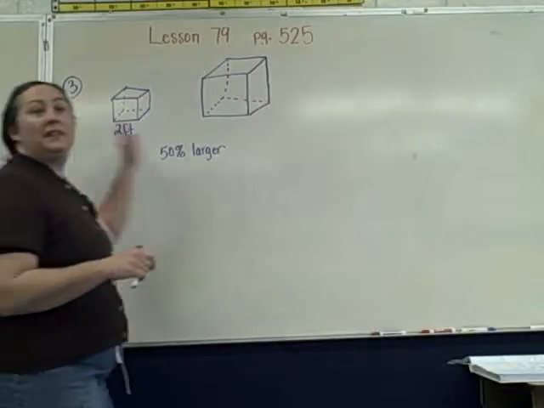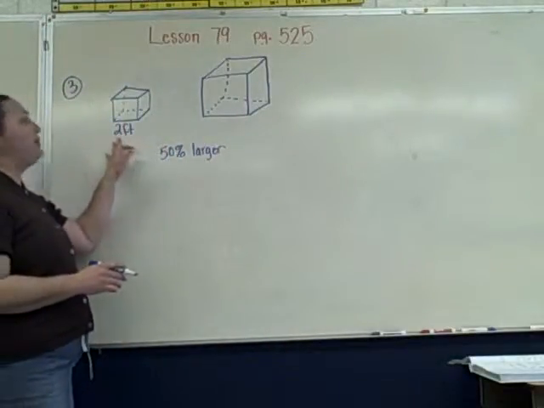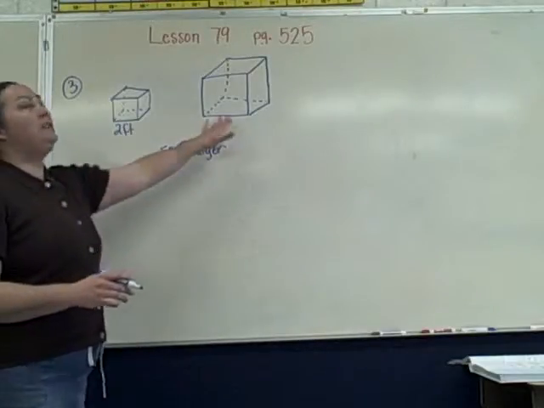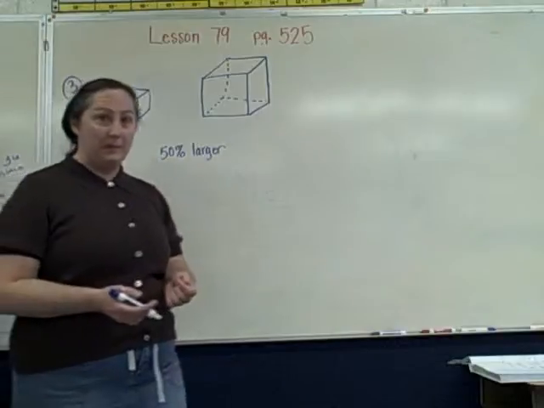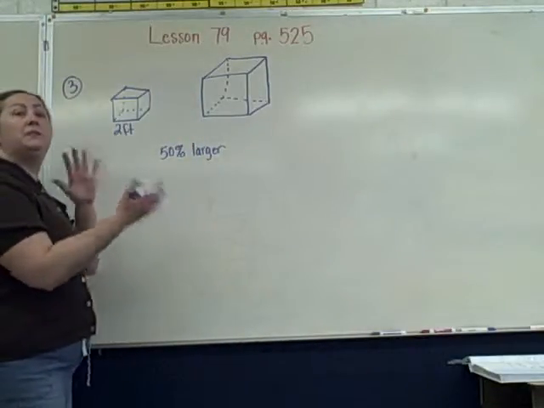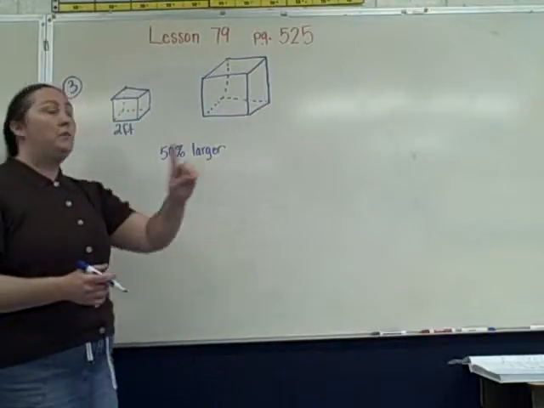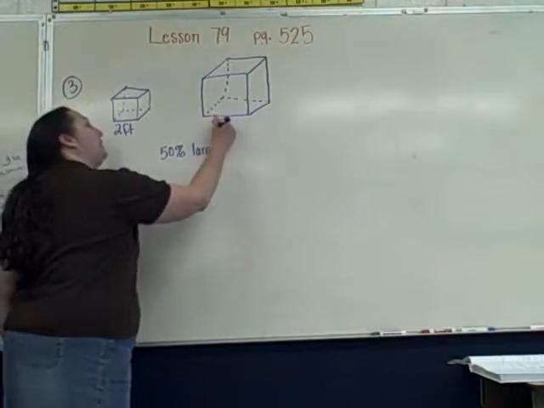Number 3 starts us off with these cubes. It gives us the dimension of the first cube, which is 2 feet. And it tells us that the second cube is 50% larger than the first cube. So, if this is 2 feet, 50% of 2 feet would be 1 foot, which tells us that the dimension of the second one is 3 feet.